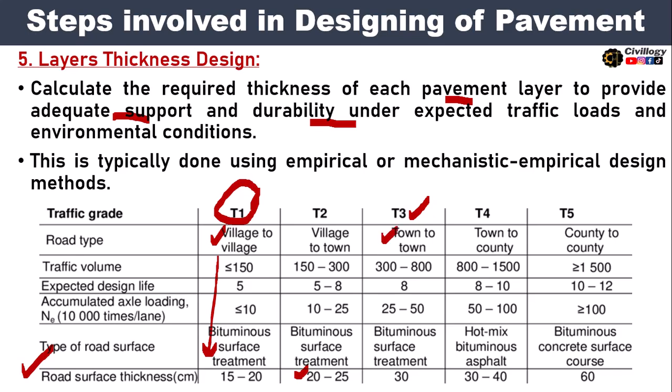So you will have to decide what type of road you are constructing, whether it is from village to village or village to town, then town to country, or from country to country. As you can see over here, as you go in this direction, the thickness increases as the traffic volume, the type of traffic and the importance of structure vary.